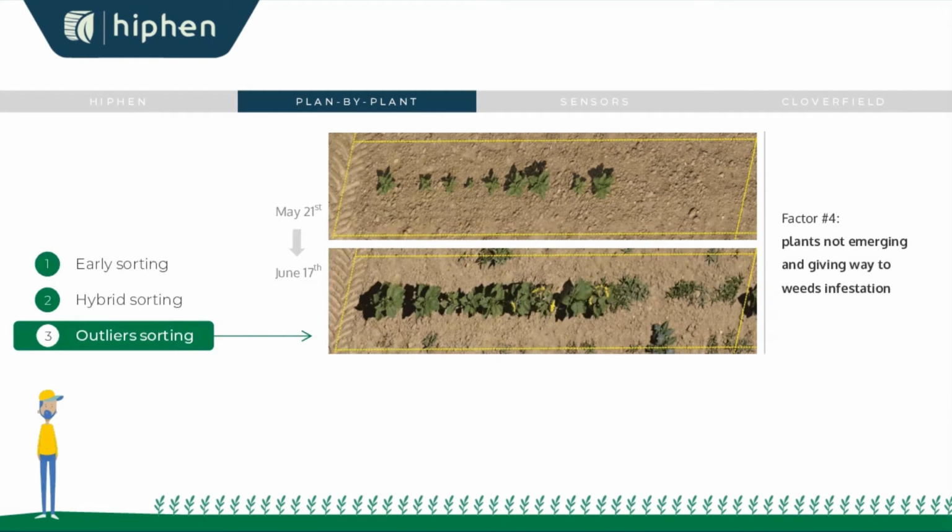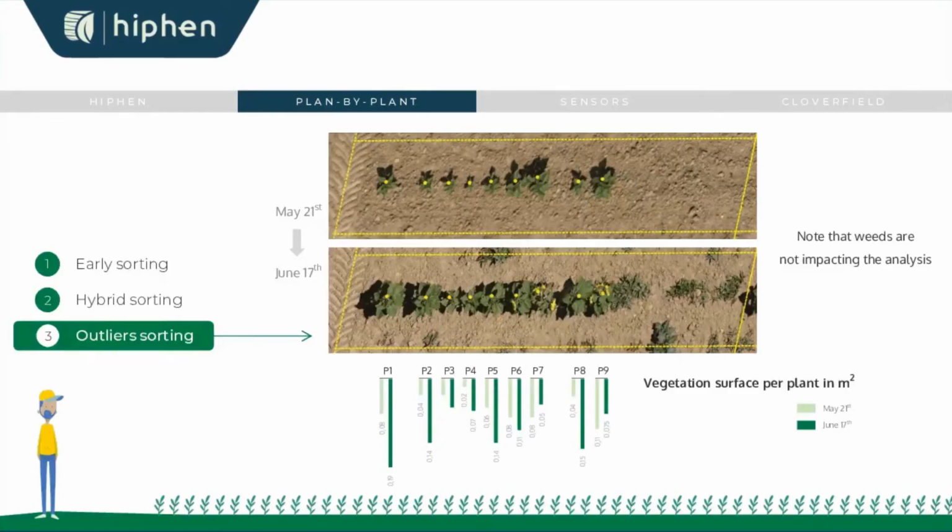That allows you also to be able to see more or less what is happening where you don't have emergence. So there you see that weed infestation starts where you didn't have plants, and then it can start to make competition. And because we're able to locate each plant, we are able to follow up from one date to the other, and also we're completely immune to weeds.